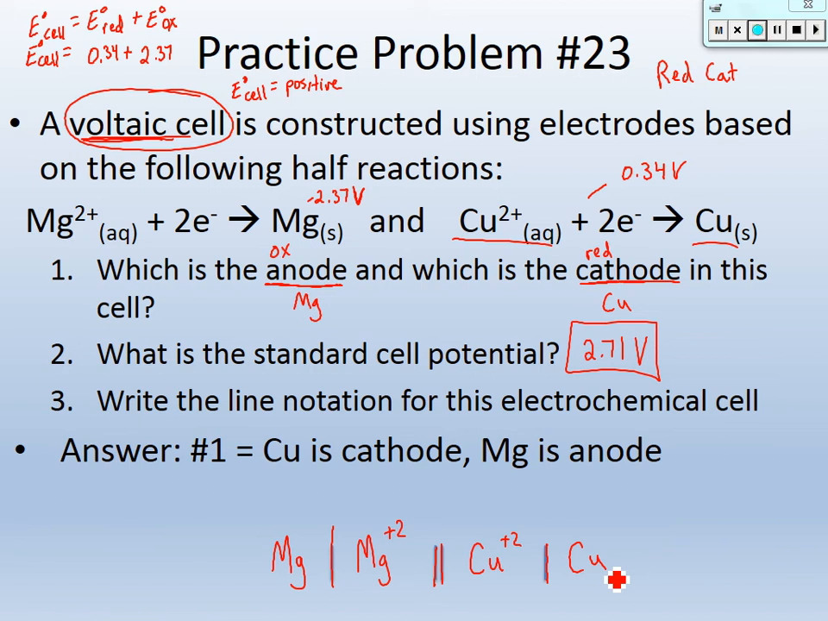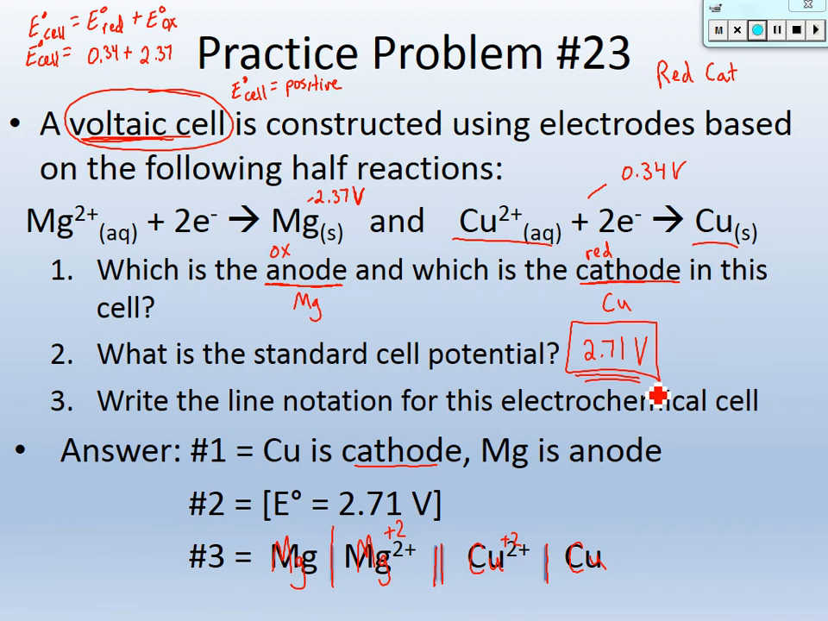So let's see if we got this right. Copper is the cathode, which is what we said. Copper was the cathode. Magnesium is the anode. So we did get that one right. Okay. Number 2, the potential of the cell, or the voltage of the cell, was 2.71 volts, and that's what we found. And let's see if we got this part right, and we did. The line notation was what we wrote. So there's a lot of stuff going on right there, guys. Hopefully, as you watch the video, you were able to understand all of that. If not, you could watch the video again or come and talk to me and I can help you through some of this stuff.